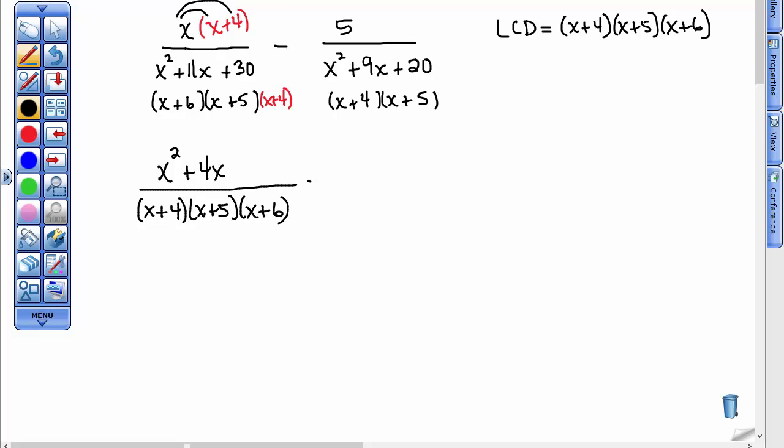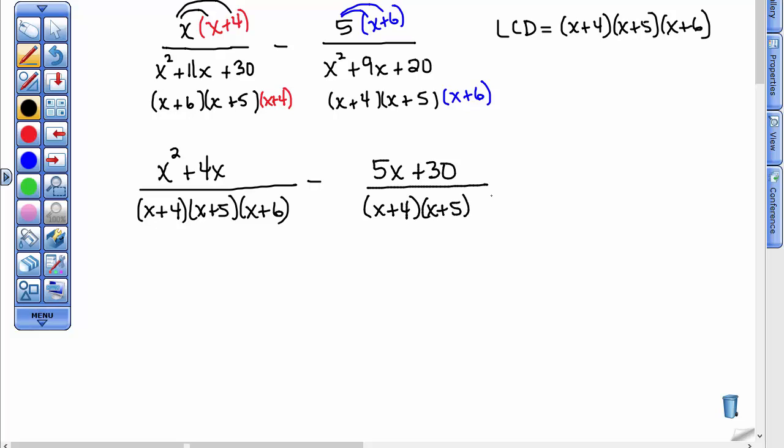Okay, let's go on to the second fraction. It's got an x plus 4 and an x plus 5. It's missing an x plus 6. So again, I'm going to show it top and bottom. Just be careful that you don't go crossing those off. Instead, you've got to call this 5x plus 30. Now it has the same denominator as the first fraction because they've got all three binomials. Now I want to subtract the 5x plus 30.